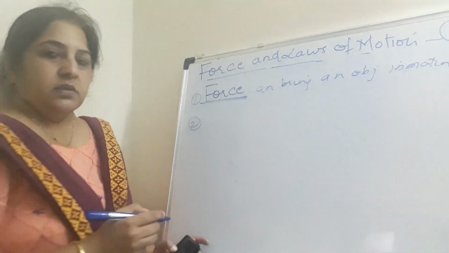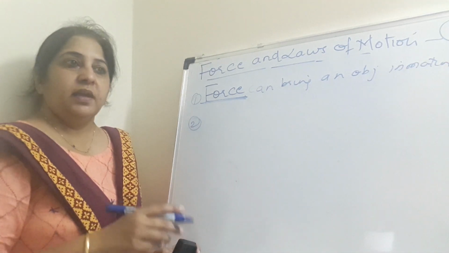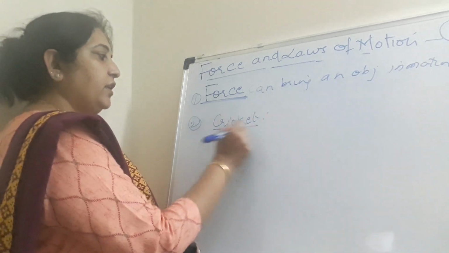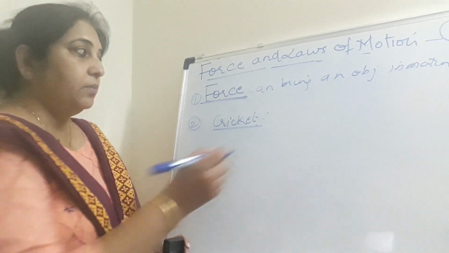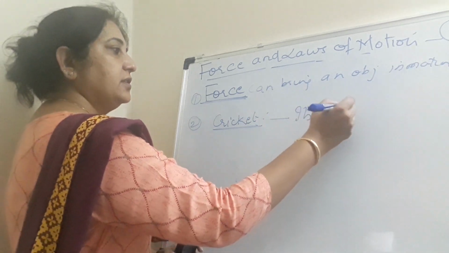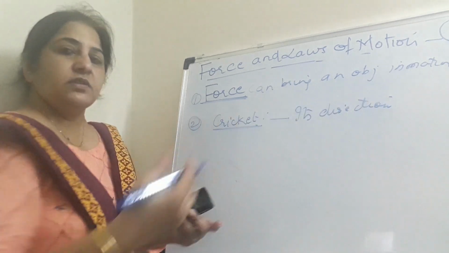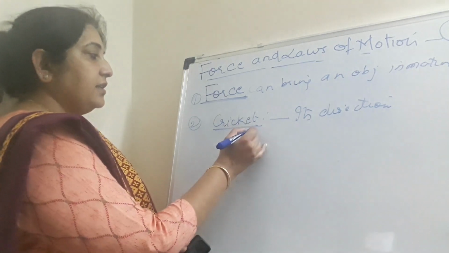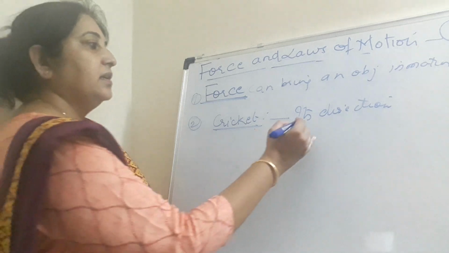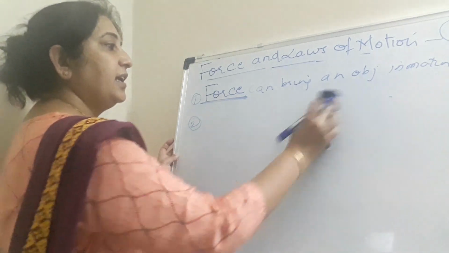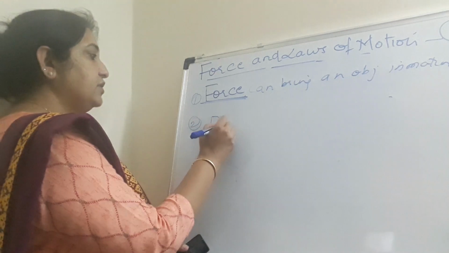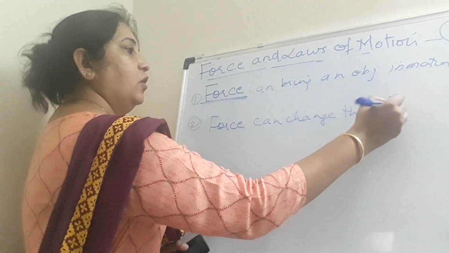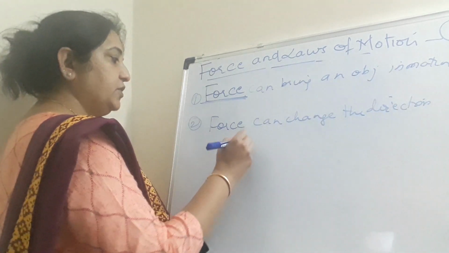Number 2. Suppose you are playing badminton, or if you are playing cricket. When you are playing cricket, what happens when you hit the ball? When you hit the ball, its direction changes. When it came to you, it was in the straight direction, and when you hit it, it changes its direction. So we can say that when a force is applied on any object, its direction changes. So therefore the second effect can be written as force can change the direction of the moving object.